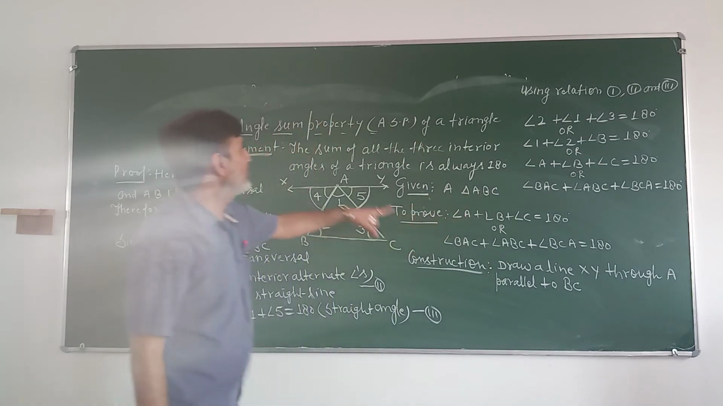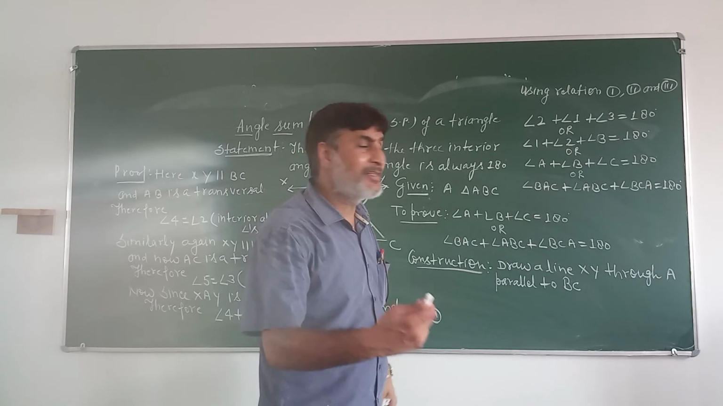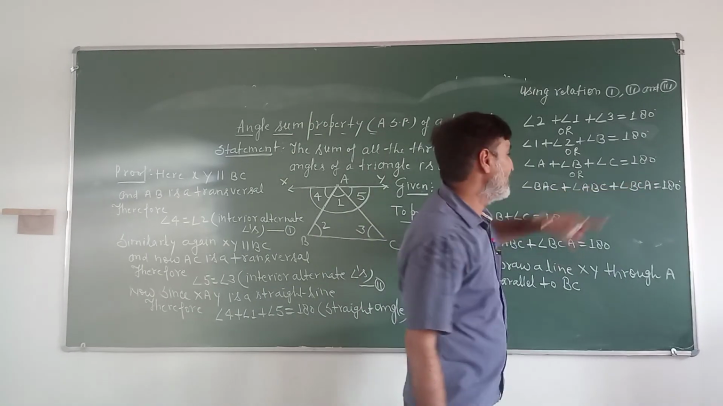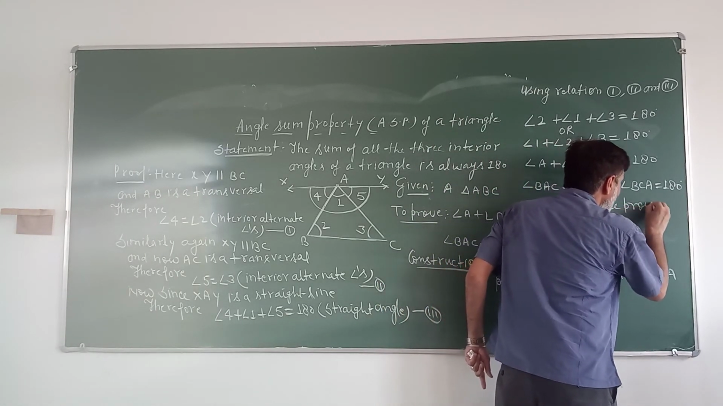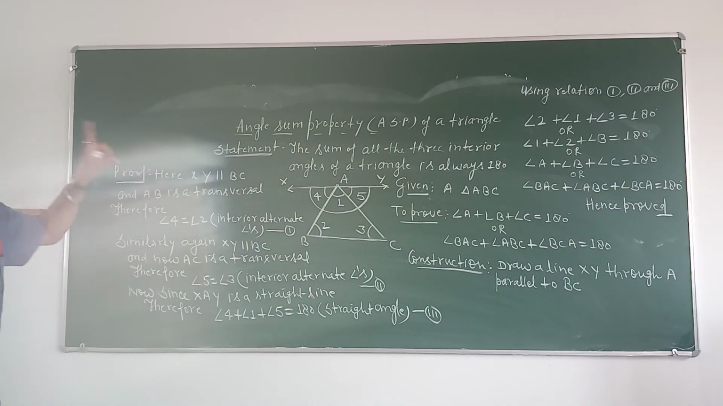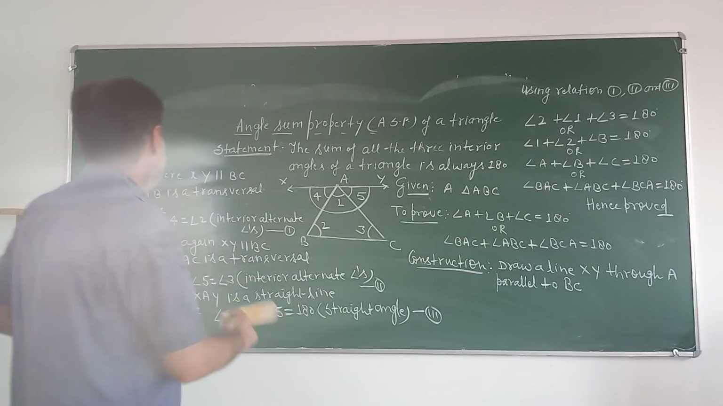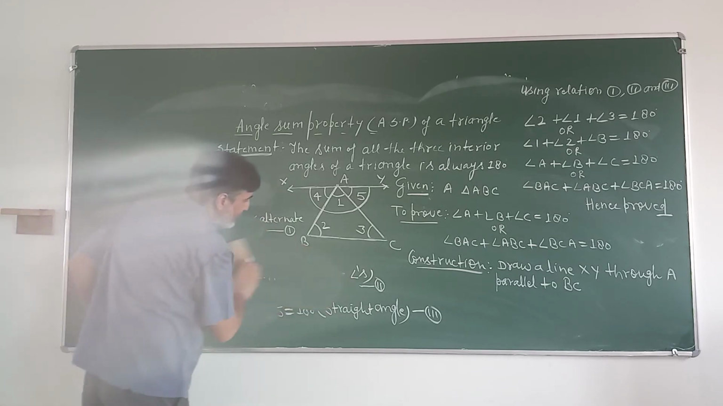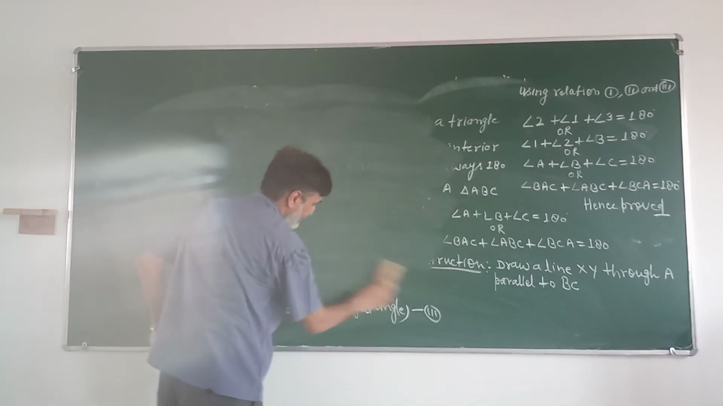This is all about your angle sum property of a triangle, which stated that the sum of all the three interior angles is equals to 180 degree. And in last we can write here, hence proved. Okay students, this is all about your first theorem, angle sum property of a triangle. Now we come to second theorem, which is related to exterior angle property of a triangle.